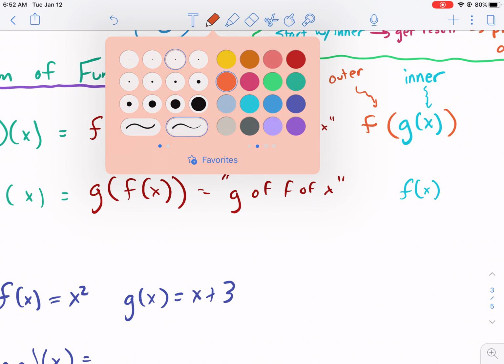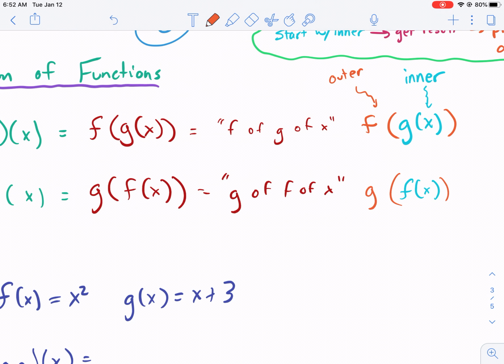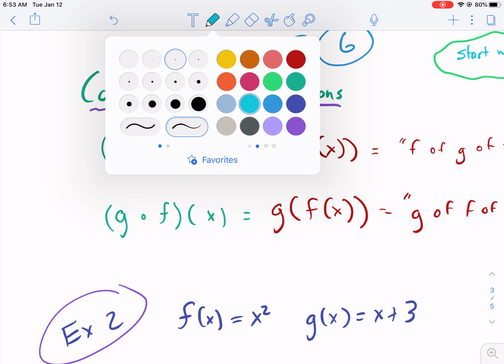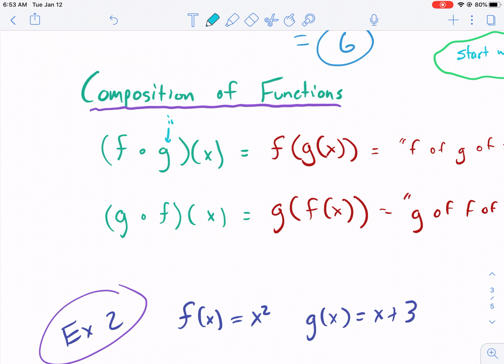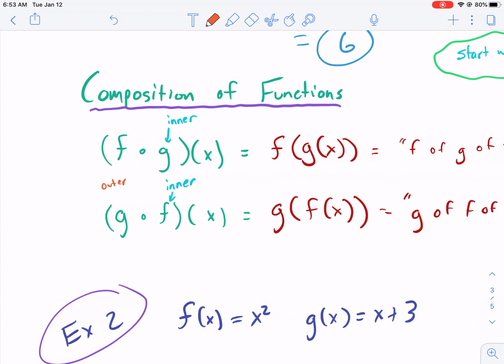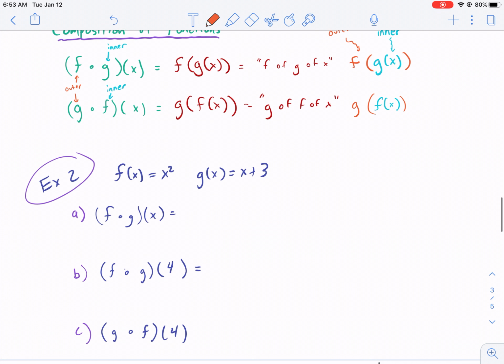Let me get my orange. And then g of x is the outer function. So we always start from the inside out. The inner function is the one closest to x. So the one closest to x is the inner function. And then we have our outer function that's further away from the x in these compositions.